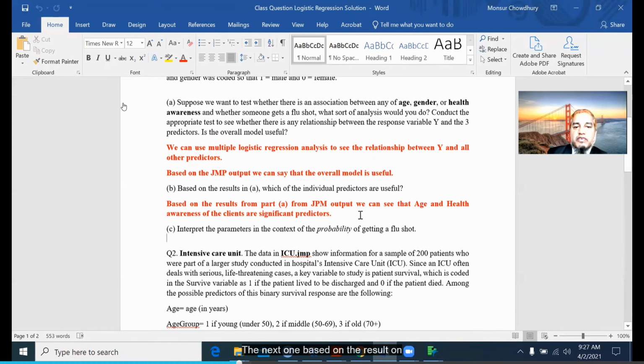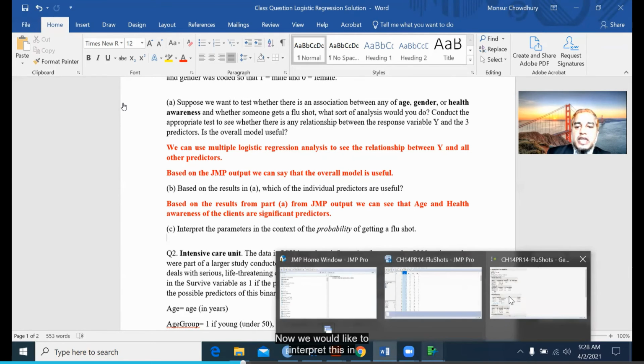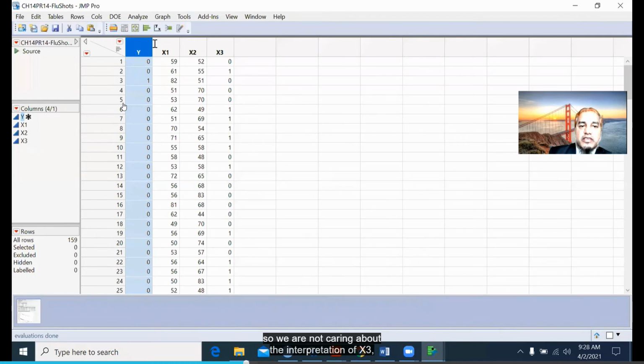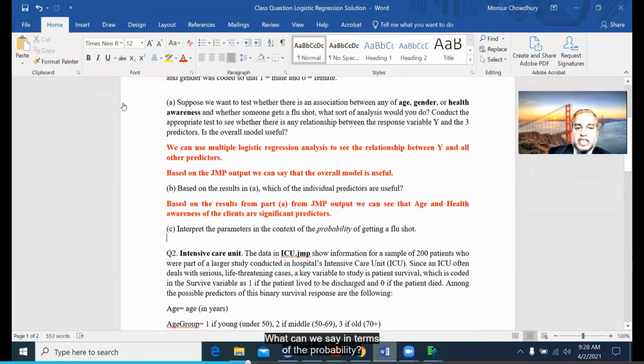The next one, based on the result from the JMP output, we see that age and health awareness of the clients are significant predictors. Now interpret the parameters in terms of the probability of getting a flu shot. Okay. Since x3 is not significant, we are not caring about the interpretation of x3, which is here. This one we are not caring about. Now we would like to interpret these two. So what can we say in terms of the probability?